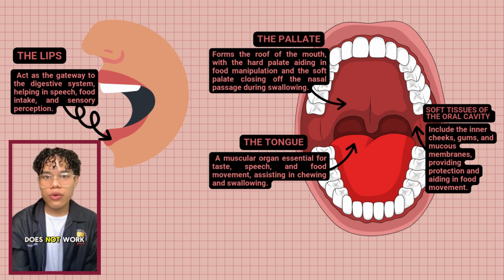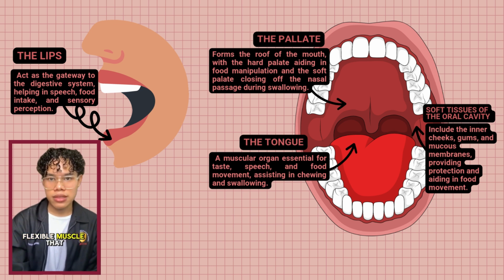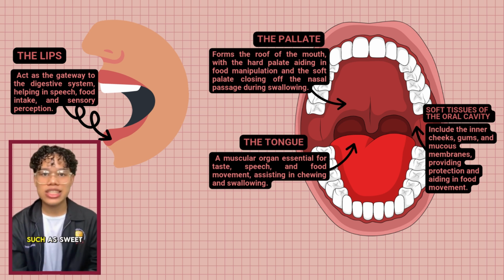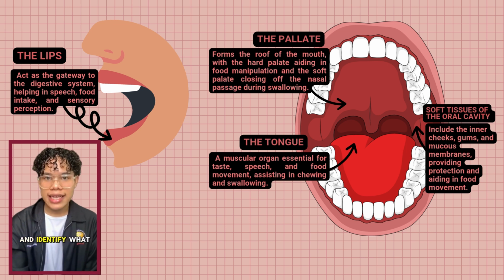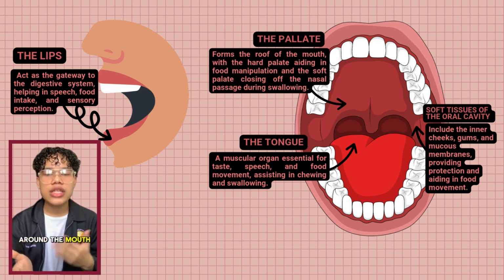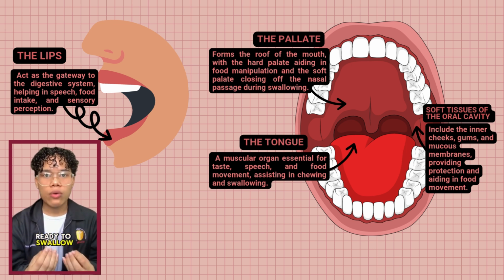But the palate does not work alone. The tongue is equally important in this process. The tongue is a powerful, flexible muscle that plays multiple roles in digestion. First, it contains thousands of taste buds that detect different flavors such as sweet, sour, salty, bitter, and umami, helping us enjoy and identify what we eat. But beyond taste, the tongue is essential for the movement of the food. It shifts food around the mouth, ensuring it gets evenly mixed with saliva. It also helps push food towards the back of the throat when we are ready to swallow, signaling the next phase of digestion.